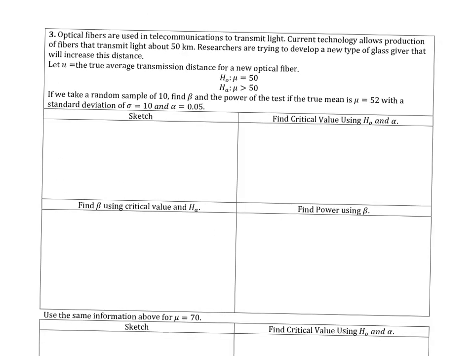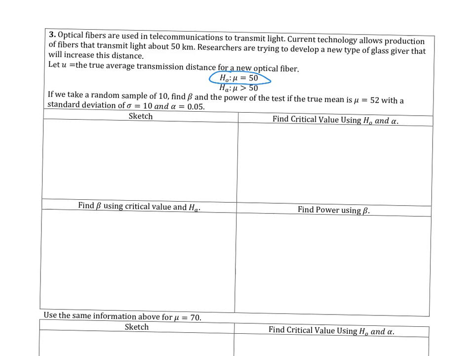Optical fibers are used in telecommunications to transmit light. Current technology allows the production of fibers that transmit light about 50 kilometers. Researchers are trying to develop a new type of glass fiber that will increase its distance. Mu is the true average transmission distance for a new optical fiber. Okay, so my original claim is that mu is equal to 50. My alternate is that mu is greater than 50.